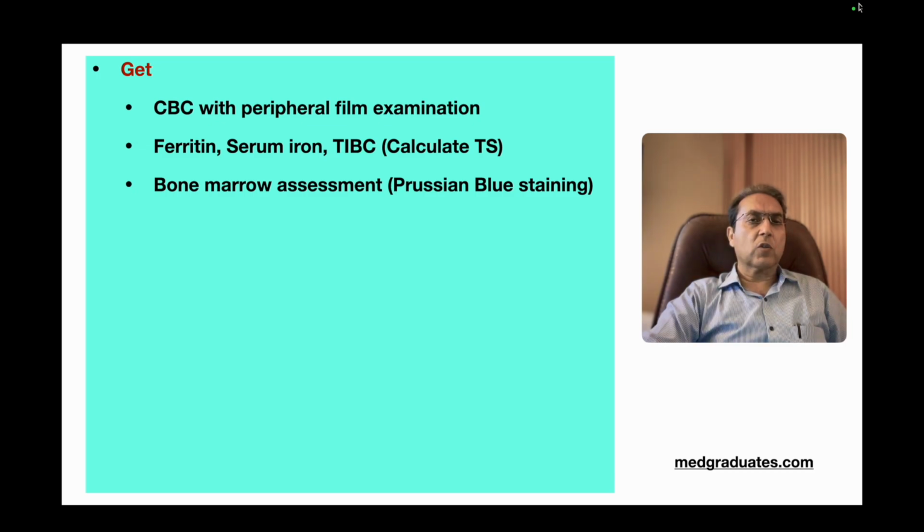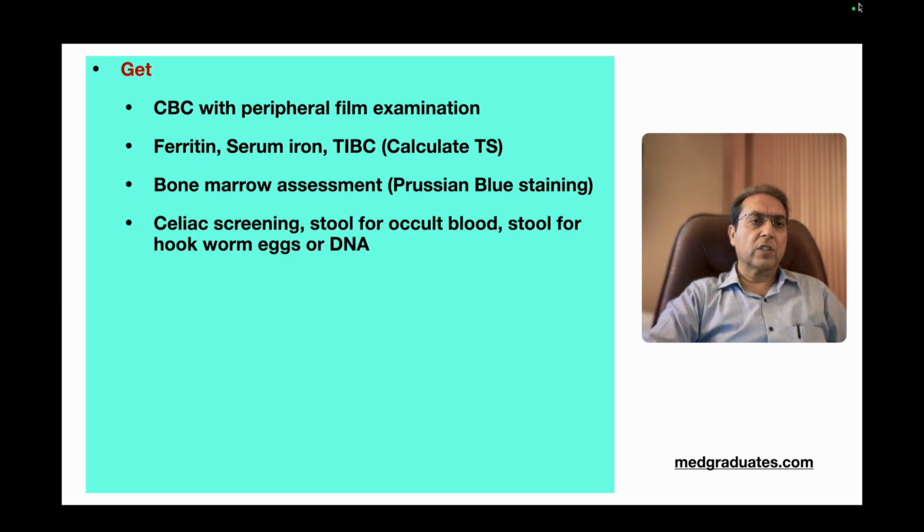For example, if the patient has chronic renal failure and we are not sure because of the disturbances in the proteins, we may not be able to calculate the transferrin saturation. In those patients, we may require bone marrow assessment, but generally the peripheral parameters are enough to make a diagnosis of iron deficiency. Then go for celiac screening, stool for occult blood, stool for ova of hookworms, or there is DNA of hookworm. And then finally, you can go for GI endoscopies, the upper endoscopy, the lower endoscopy. The small gut can be seen with the enteroscope, or sometimes with the capsule endoscopy.